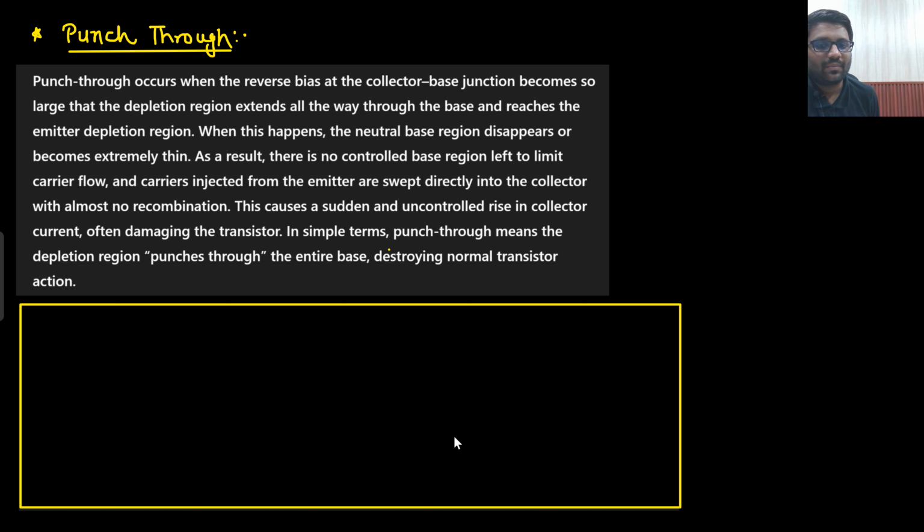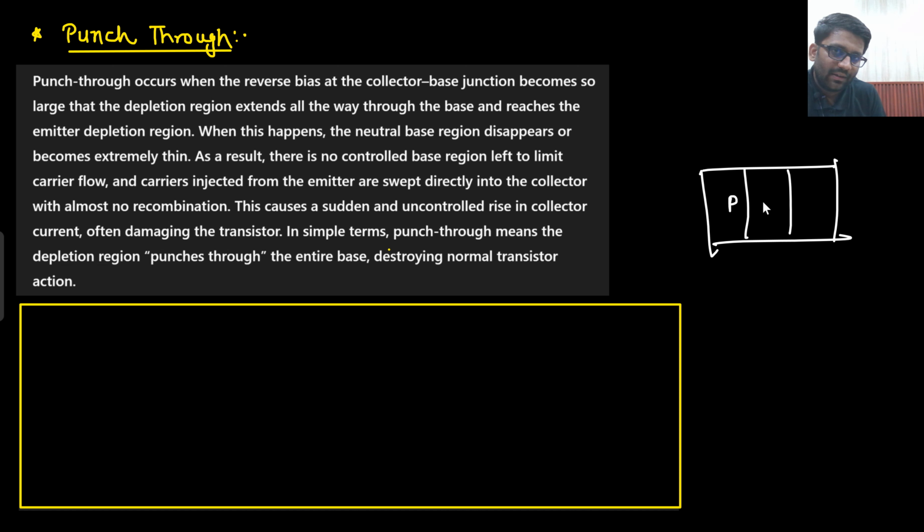In simple terms, punch through means the depletion region punches through the entire base, destroying the normal transistor action. Is that understandable to you? So this is known as punch through voltage. Now just answer me one question.